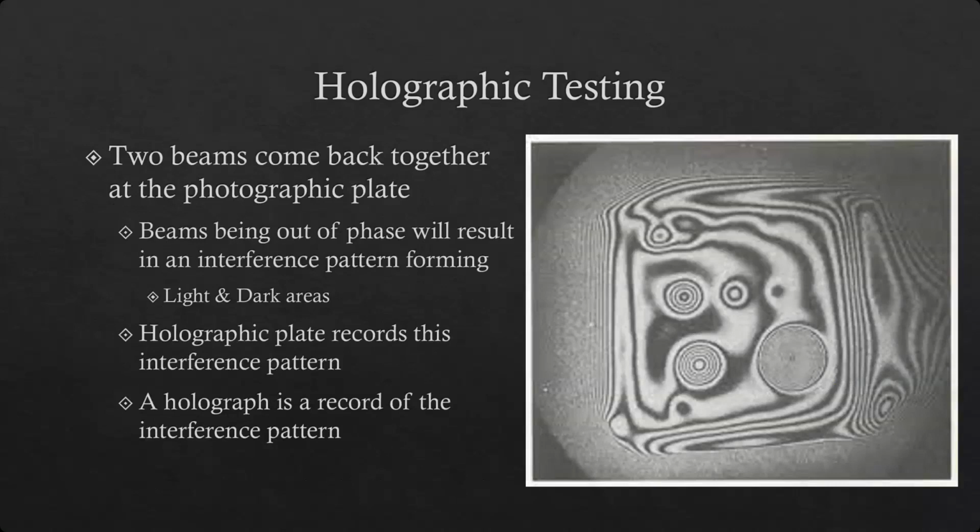And so then what we do is you're going to take two of these holographic images. The tester is going to do this, and it does it pretty much automatically. Most of these are automatic. It's going to take one with the part not stressed, and then it's going to take a second holographic image with the part stressed, and it's going to compare the two and see what changes.